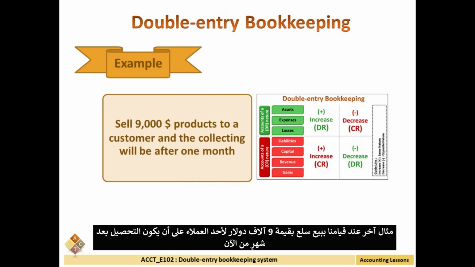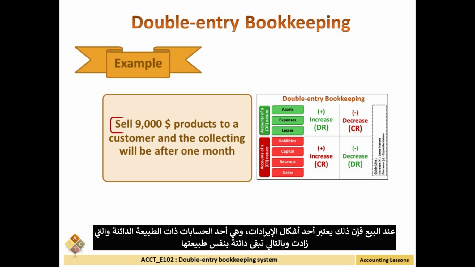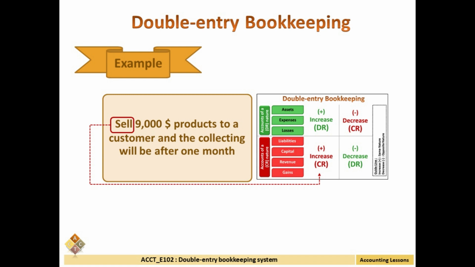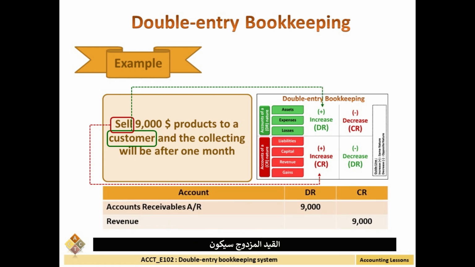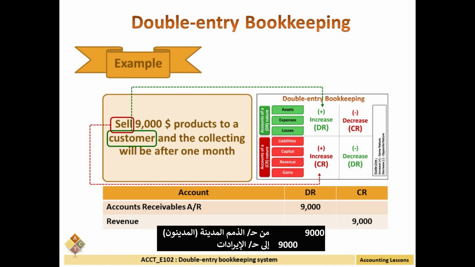Another example, when we sell 9,000 of products to a customer and the collection will be after one month. Now when we sell a product, that means it's revenue also. So the revenue is one of the accounts of credit nature, increased, so it will be in the credit side. For the debit side, we have a customer, which is one of the assets. We call it accounts receivable. It's also increased, so it will be in the debit side. The double entry will be 9,000 debit for accounts receivable, and 9,000 credit for revenue.